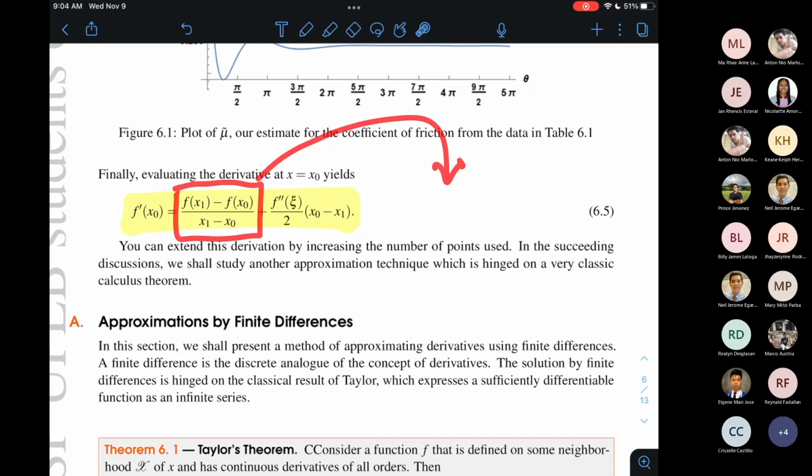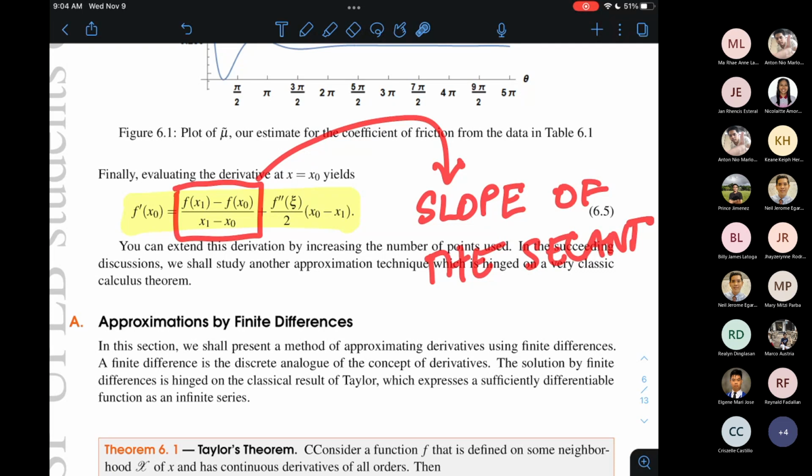Yes, Mitzi is right. Ito yung slope, right? This is the slope of the line passing through x sub 1 minus x sub 0. So siya yung slope ng secant line, right? The line passing through the 2 points, right? Kaya siya slope ng secant line. But what is the right-hand side? What is f prime of x sub 0 again, in terms of a geometric interpretation?